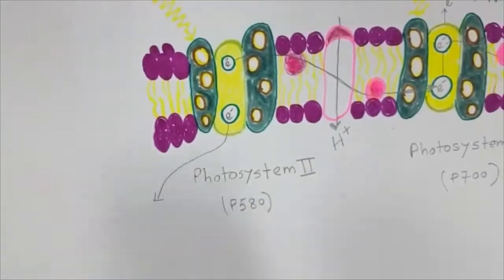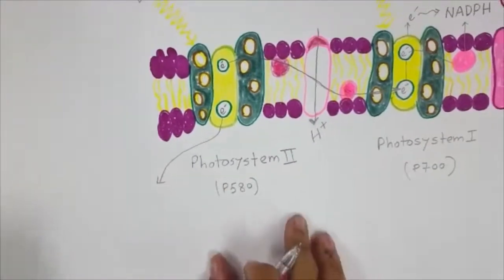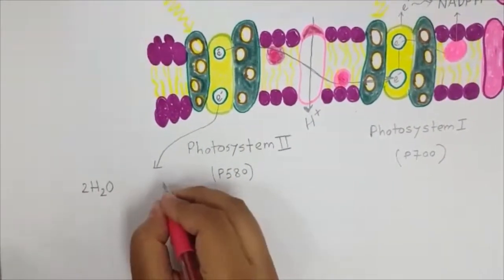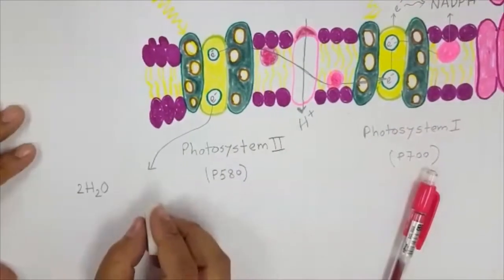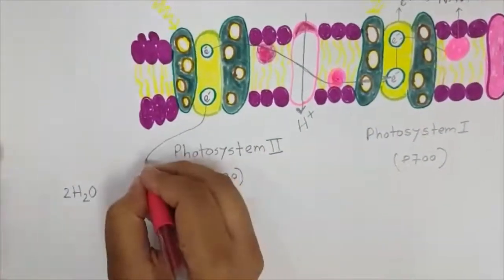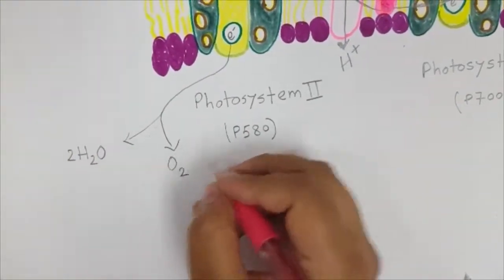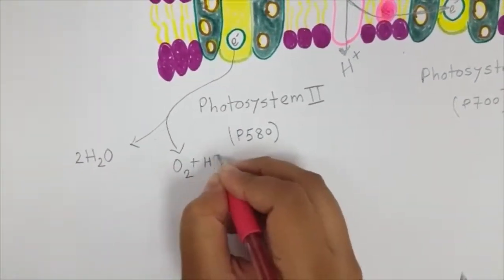So in here, at photosystem 2, when the electron is accepted, the water absorbs energy from the light, then it breaks down into oxygen and hydrogen ions.